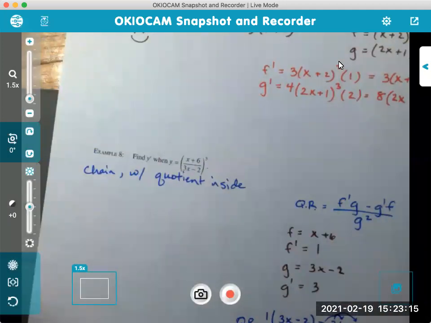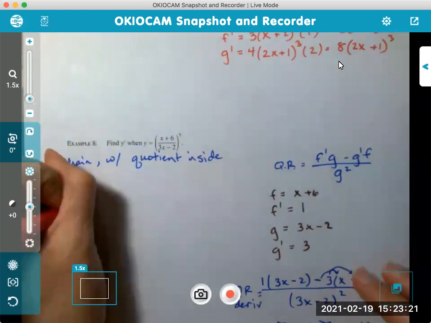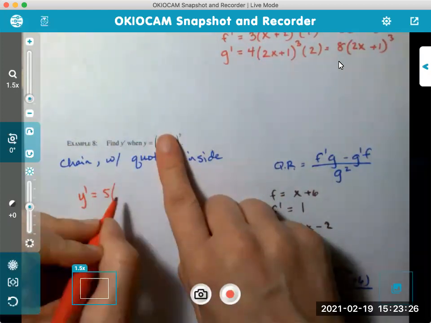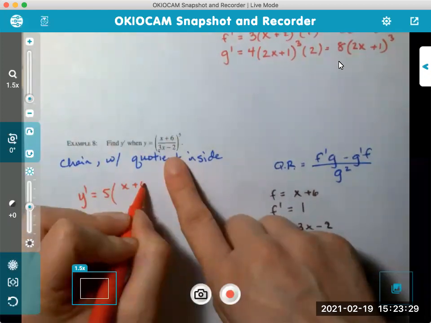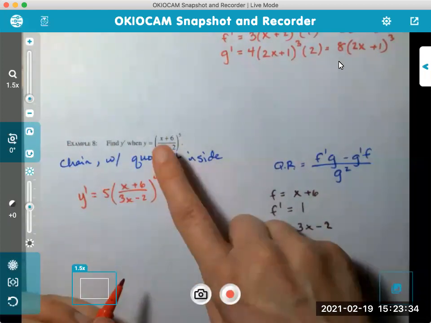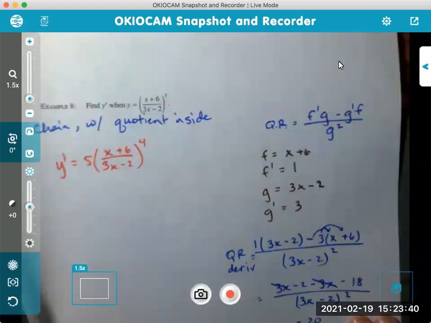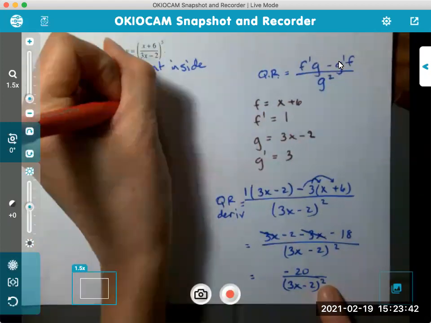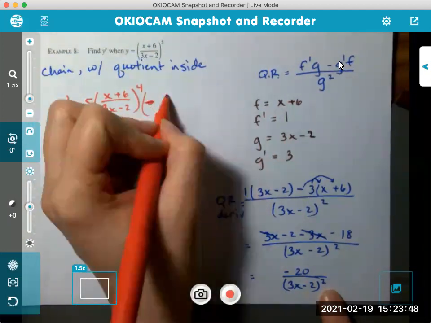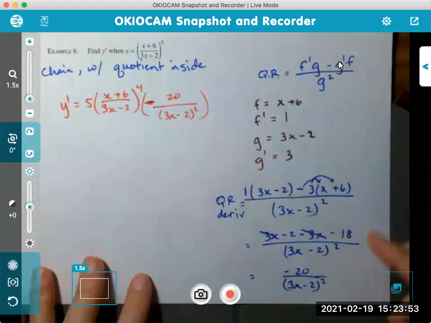So over here for finding y prime, remember we're just dealing with the outside, so kind of covering that up. 5 times, just rewriting the inside, to the 4th. And remember, now we're pointing at the derivative of the inside. But we've done ourselves a solid, and we did that prior as scratch work. So I meant times negative 20 over (3x minus 2) squared.